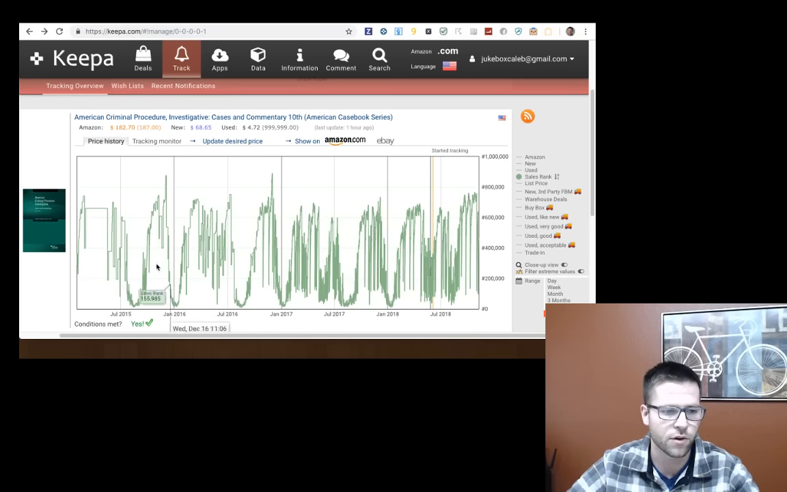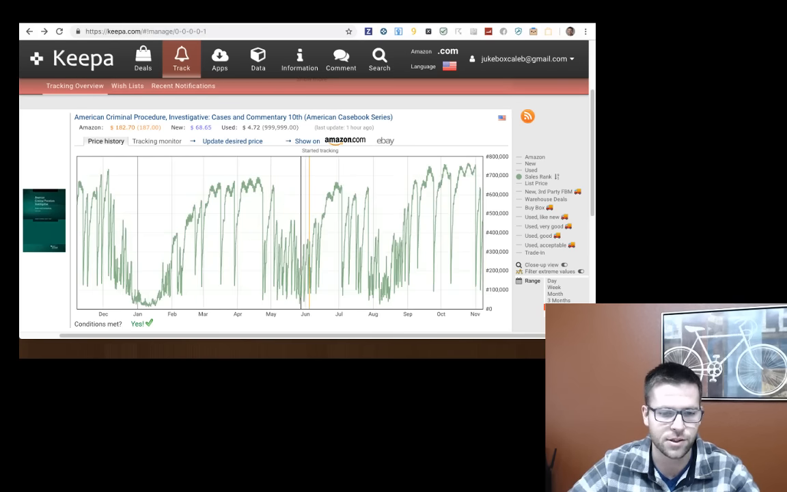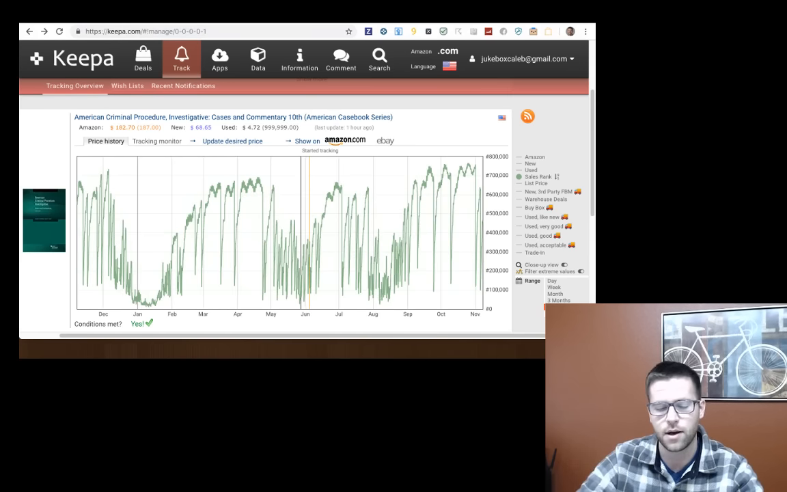So we can zoom out over a long range of time. Again, I like to look at a year. It just lets me know I'm going to catch any sort of textbooks as well.